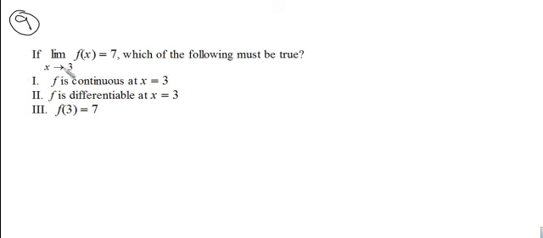If the limit as x goes to 3 of f of x equals 7, which ones must be true? Okay, f is continuous at x equals 3. That's not necessarily true, because if my limit exists when x equals 3, okay, here's 3, here's 7, I can have something like this. Okay, the limit exists because when I come from the left and when I come from the right it is 7, but it's not continuous because I have that open circle.